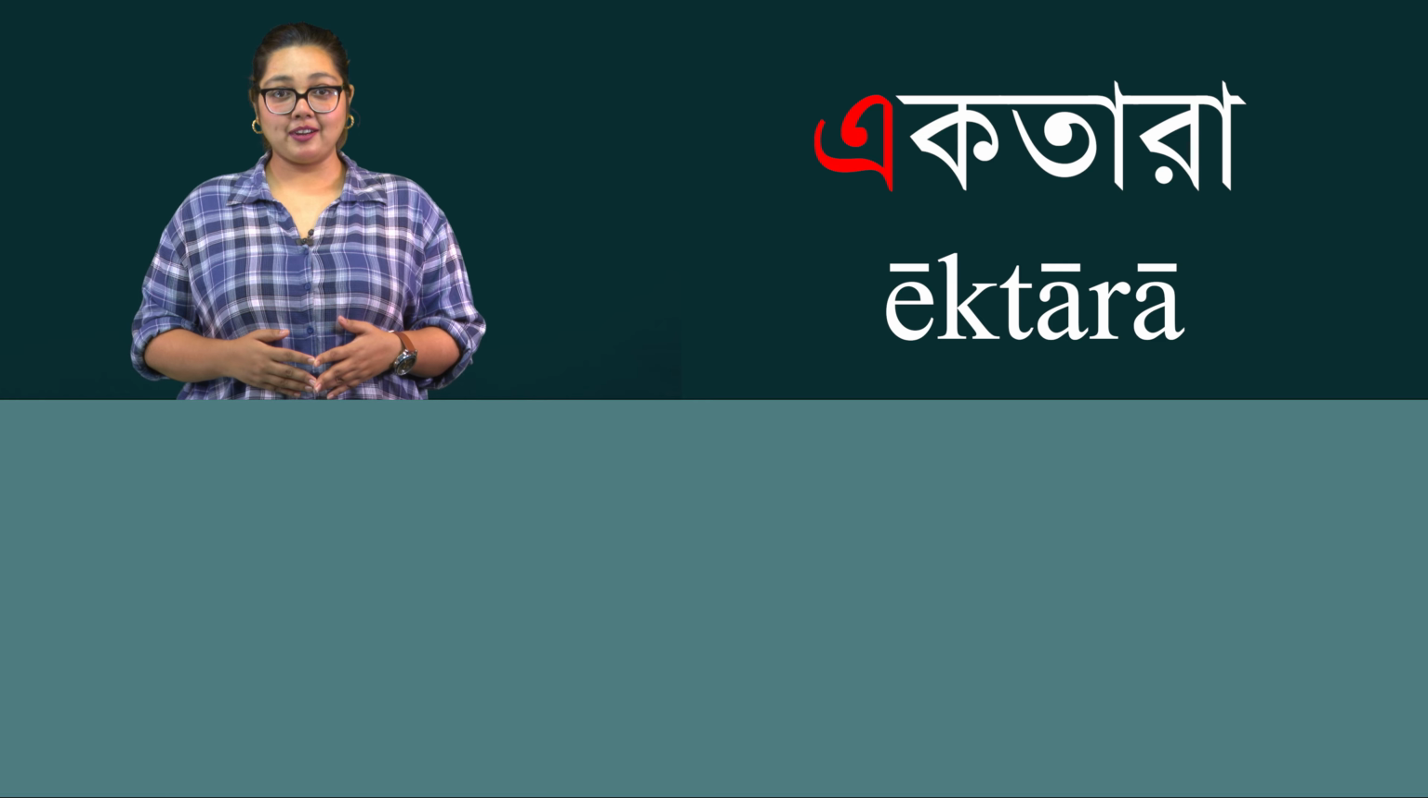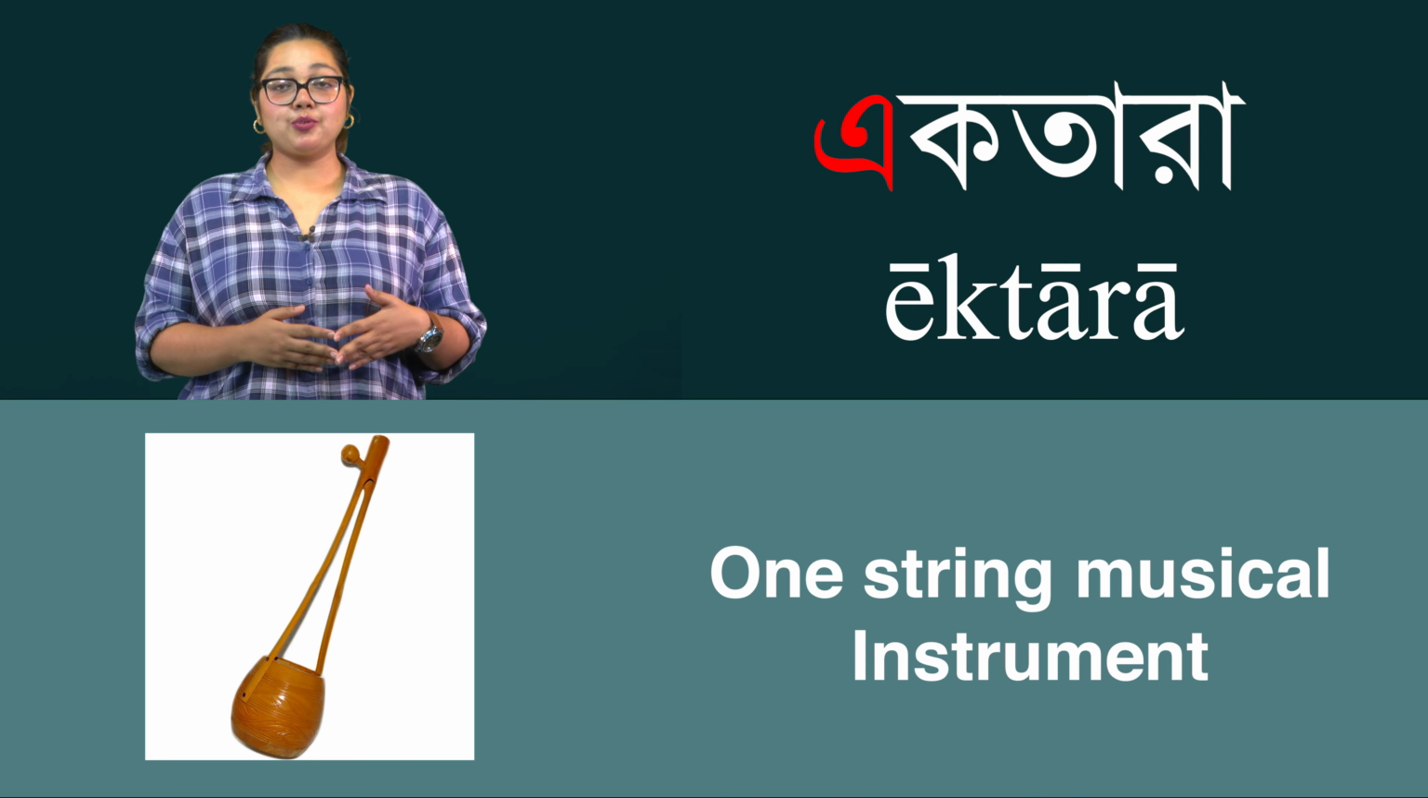The first letter we have here is A. It is pronounced as A in the English word egg. There is no matra above the letter. It occurs only at the beginning of a word in its original form. For example, Ektara, which means a one-string musical instrument. It does not occur medially or finally.